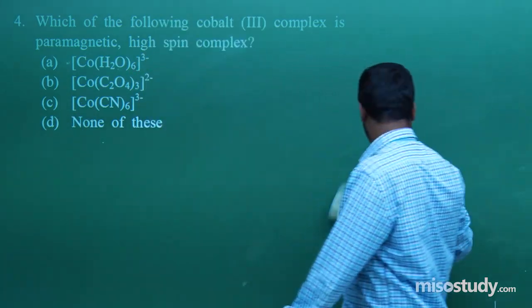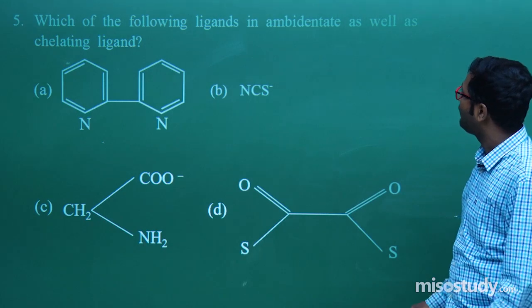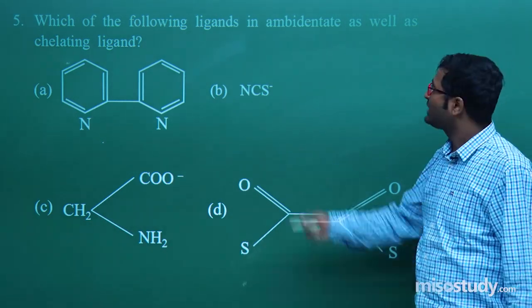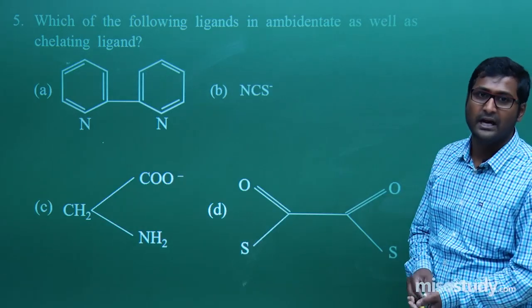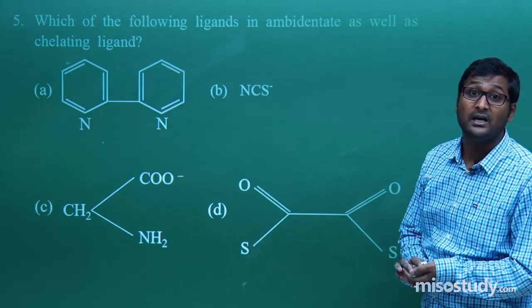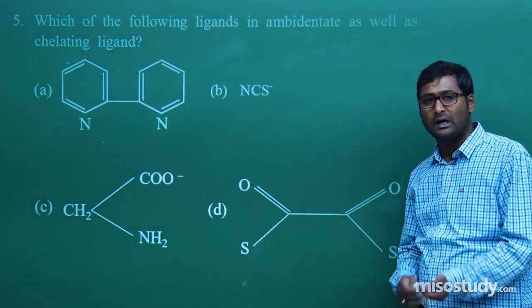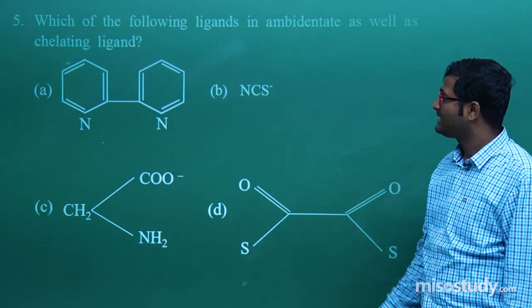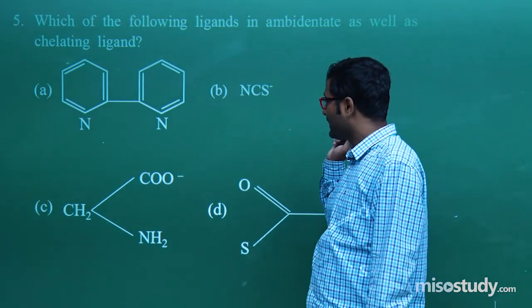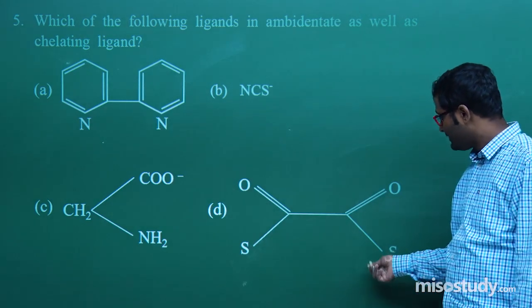The next question is question number 5. Which of the following ligands is ambidentate? As we know, what is an ambidentate ligand? Ambidentate ligands are those ligands which have two donor atoms, and at one time only one donor atom is attached to the central metal atom. In this case, this is an ambidentate ligand. Clear to you? Here is also an ambidentate ligand, and this one is also.